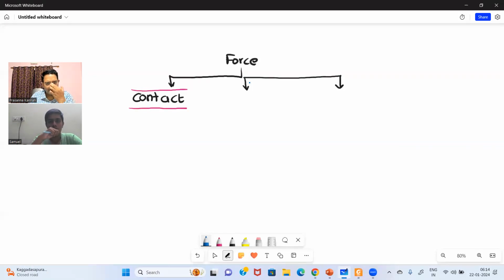Any idea? What is a contact force? If you keep something like a vessel or an object upon a table, that force is coming in contact with the surface of the table. So that is an example. What is the name of the contact force? There are two contact forces. One is called friction. The other is called normal reaction.